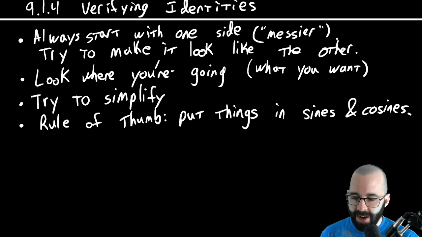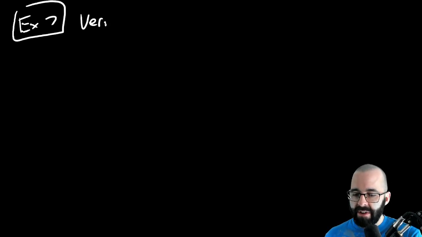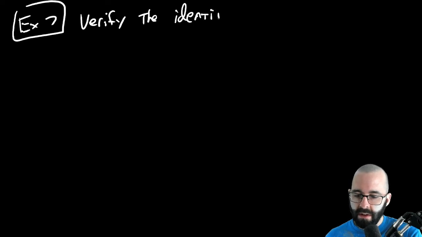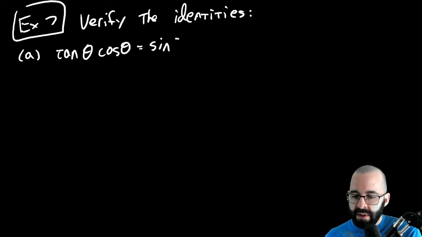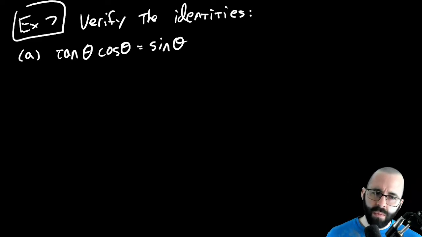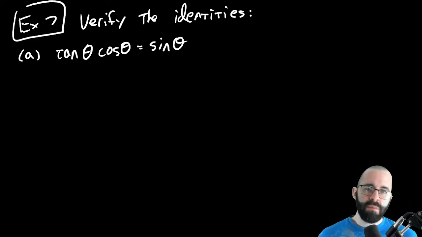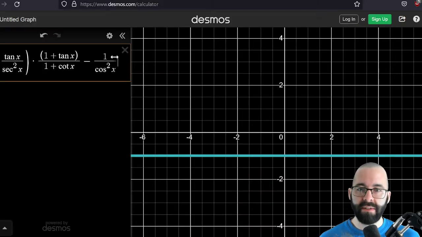So let's try to do it. Example 7. Verify the identities. Part A: tangent of theta times cosine of theta equals sine of theta. And maybe you don't trust me. Maybe you say, Jason, I'm not convinced this is even an identity. I don't even know if I want to waste my time verifying it.